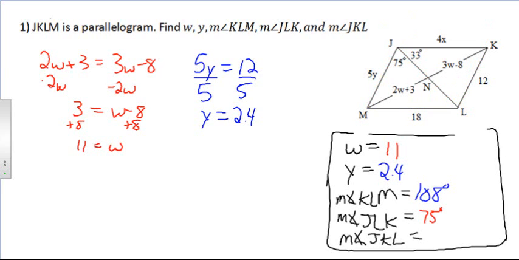And the last one, what is the measure of angle JKL? Well, angle JKL is the angle over here. Now remember we had a theorem that said consecutive angles are supplementary. Earlier we said that angle MJK is 108 degrees. Well, if that's the case, its supplement, the angle over here, would be 72.